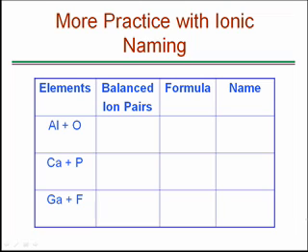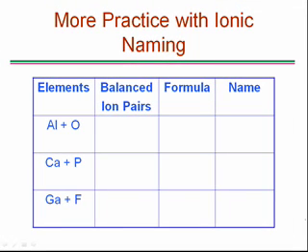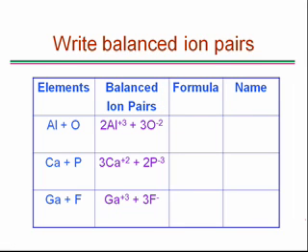So here's some more practice. Again, pause it, figure out the ion pairs, the formula, and the name, and I'll give you the answers when you are finished. So pause now. So your balanced ion pairs are 2Al3+, 3O2-, 3Ca2+, 2P3-, and Ga3+, and 3F-.